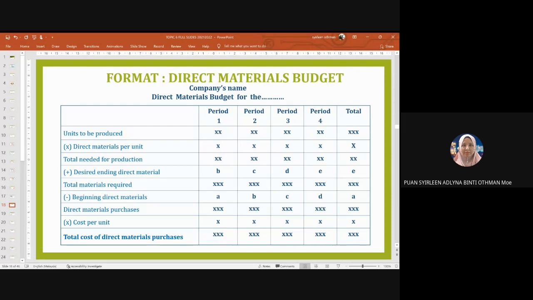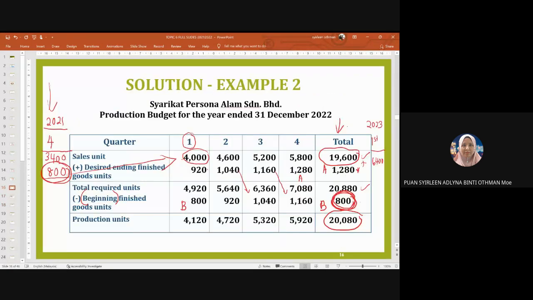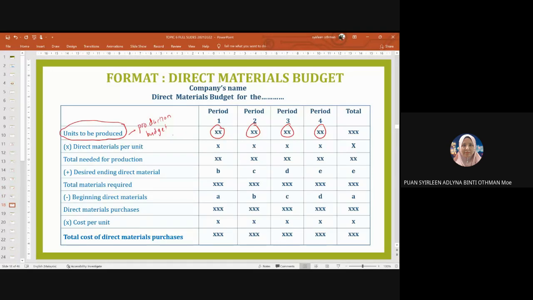Okay. So ini direct materials budget. Okay. So kita akan start dengan unit to be produced. So unit to be produced ni is taken from your production budget. Sebab tu nak buat budget ni tak senang sebab awak kena carry the figures from the previous budget tau. So kalau saya nak dapatkan unit produce ni, saya kena pastikan saya dah sediakan production budget. Okay, so ni production budget tadi. Nilai ni, okay, Madam akan bawa ke sini.